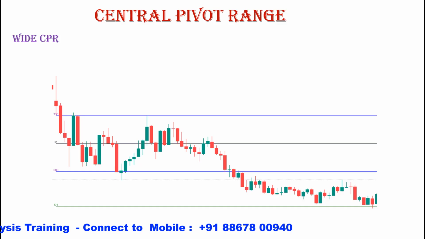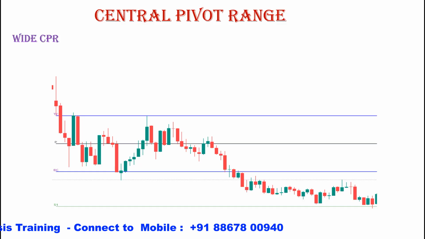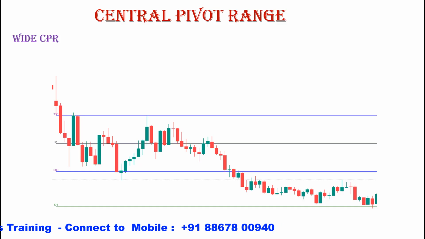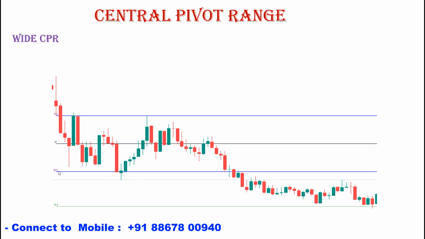Now how can we understand that the particular day is going to be a sideways market? That is by looking into the width of the CPR. Here we can see this is called a wide range CPR. Why is this called wide range CPR? Here we can see the central pivot P, the top central pivot, and the bottom central pivot. Here the width of the CPR is more when you compare to the normal CPR.